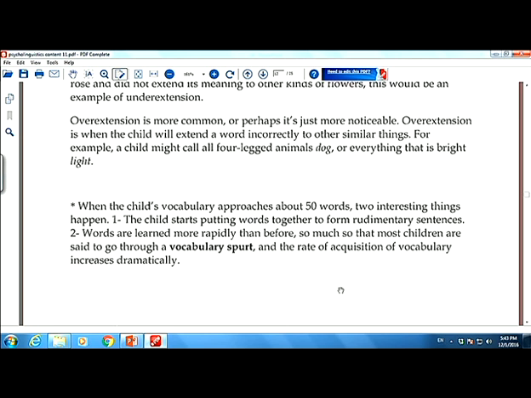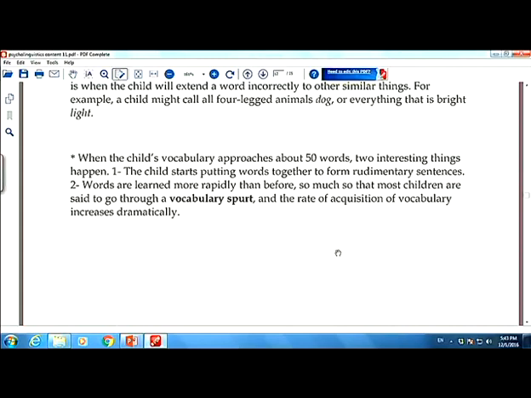When the child's vocabulary reaches 50 words, two interesting things happen. One, they start putting words together, and two, they start to learn words very quickly. This is called the vocabulary spurt.